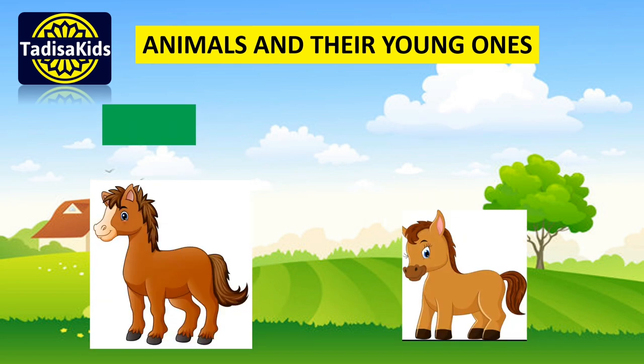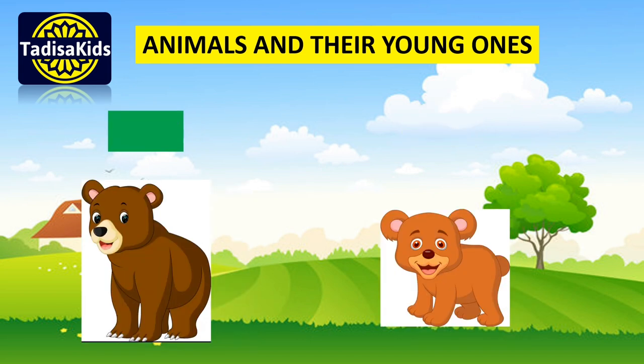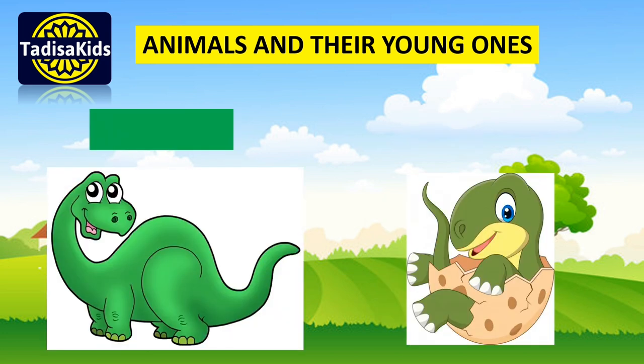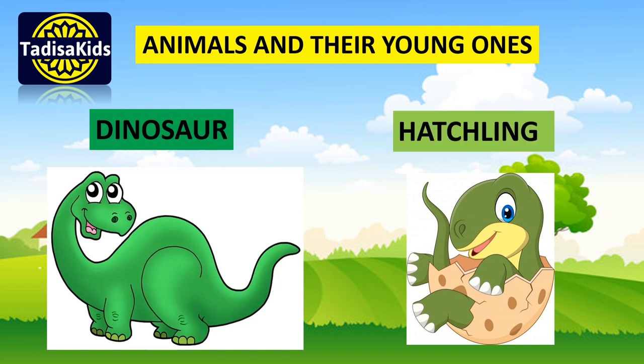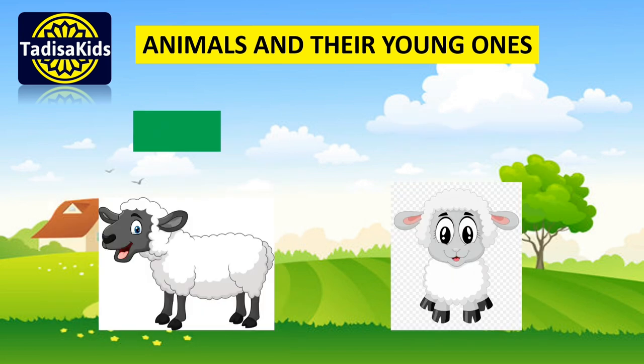Horse. Horse baby is foal. Bear. Bear baby is cub. Dinosaur. Dinosaur baby is hatchling. Sheep. Sheep baby is lamb.